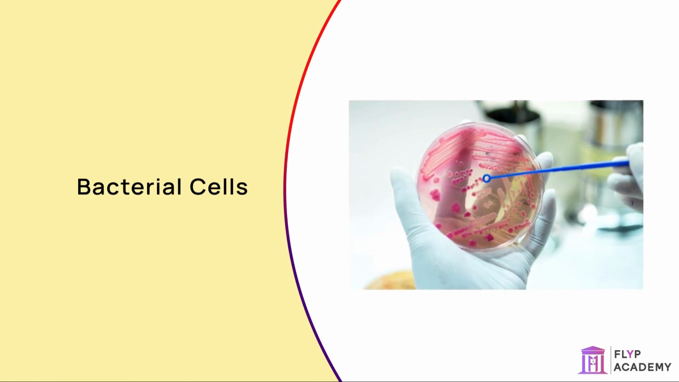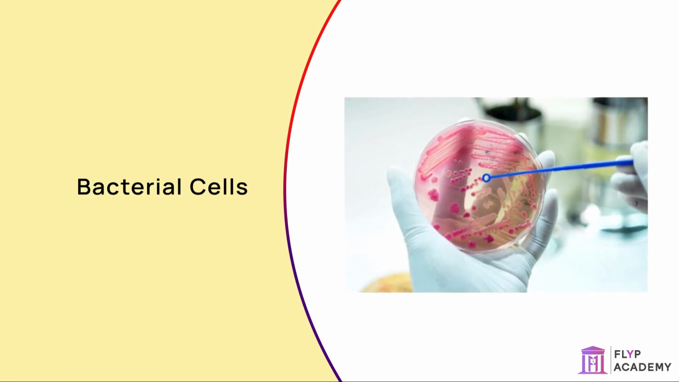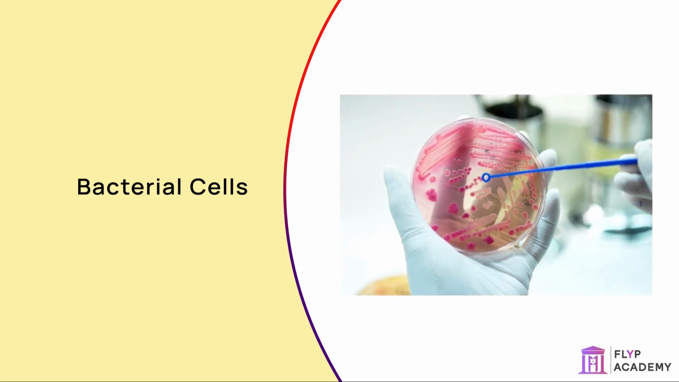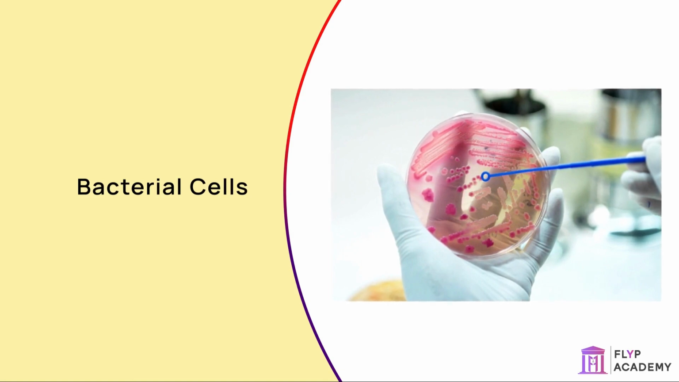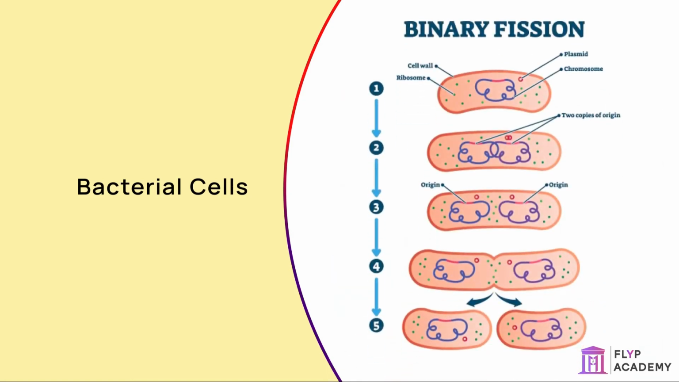This means introducing a small sample of bacteria to a food source such as agar and allowing it to reproduce to form colonies that are visible. We can measure the area of the colonies to estimate the number of bacterial cells present. Bacterial cells reproduce by a process called binary fission. This process sees one bacterium divide to form two new bacterial cells.